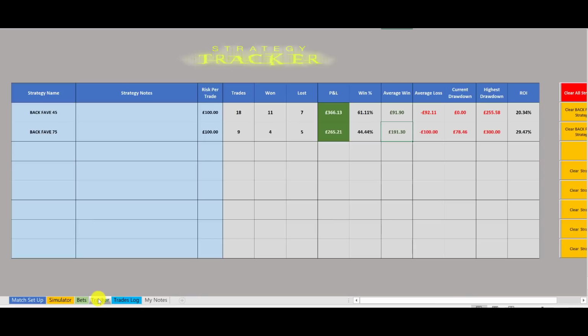But if we head back to the tracker, so 18 trades altogether on back the favorite 45, that might take you maybe a few days or a week to come up with all those trades, depending how often you're trading. But we did that within 20 minutes, half an hour. Okay, you can keep going over and over again, and then find out just how profitable your strategy is very, very quickly.